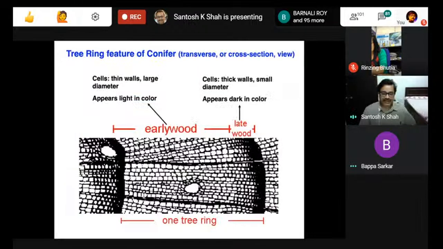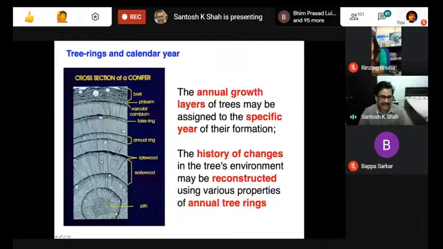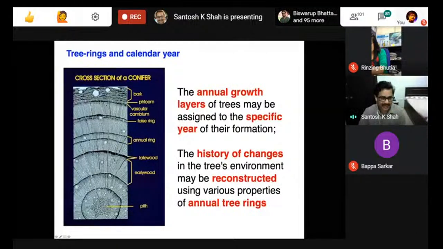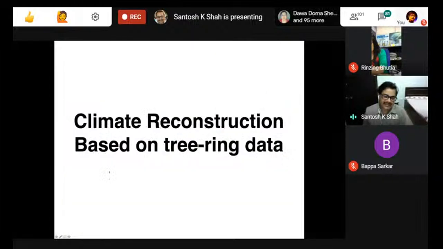So if you see the tree rings, these are called the tree rings. It forms annually, with early wood and late wood combined as one ring. So these are the annual rings, and these annual rings can be dated. The rings near the bark are the recent year or year of collection, and the rings toward the pith are older. Based on these tree rings, we reconstruct climate.